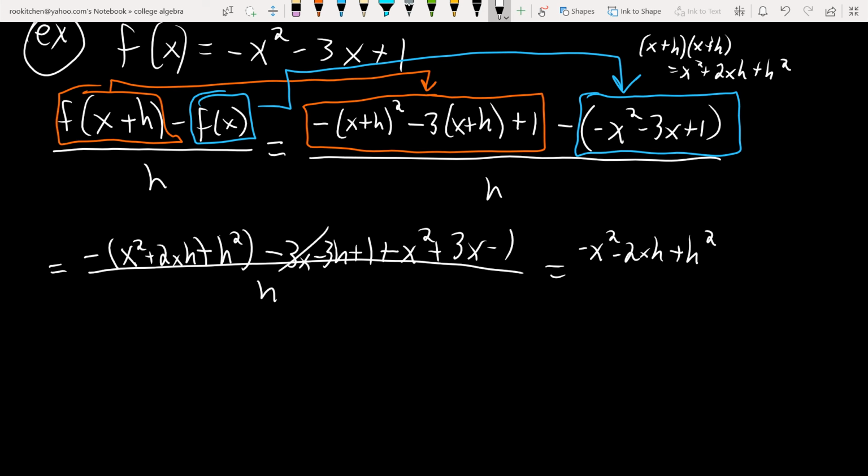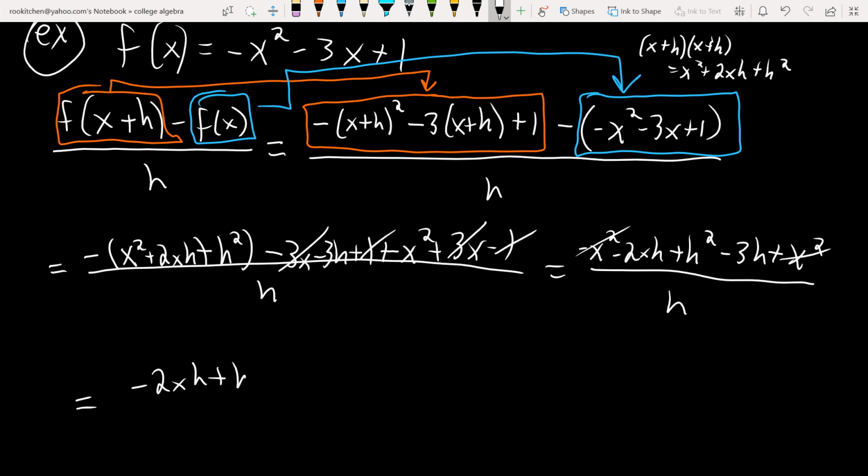I can cancel out these x squares and these 1s. So I'll have minus 3h plus x squared all over h, and the x squares cancel. What do I have? Negative 2xh plus h squared minus 3h all over h. There's a common factor of h in the numerator and denominator, and I want to get rid of that. If you can, try to get rid of the fraction. It's not always possible in the homework, but in this case you can.